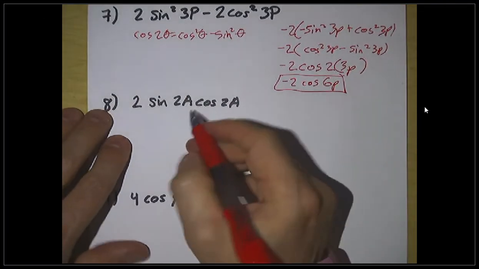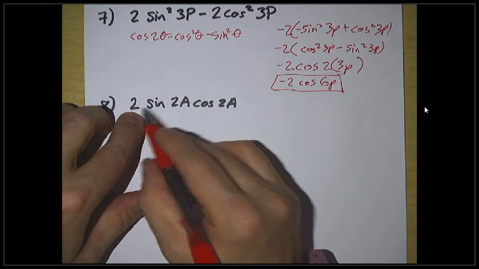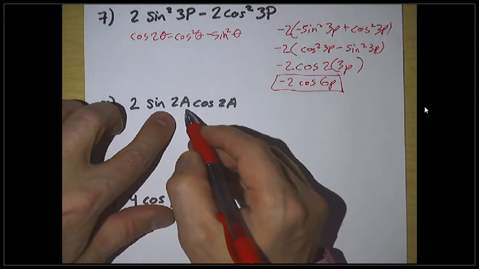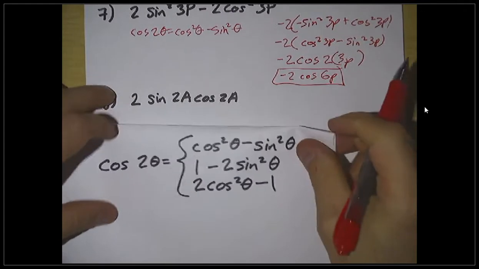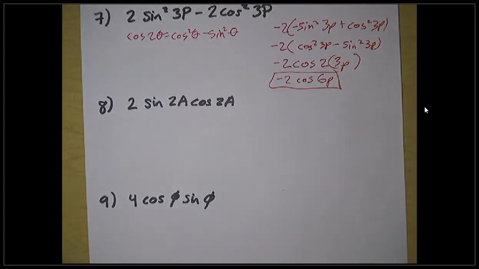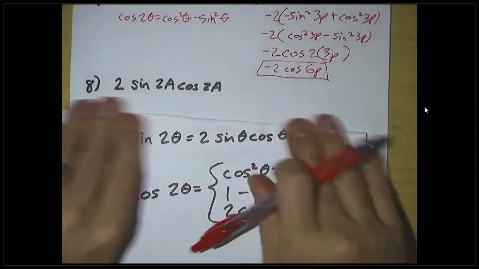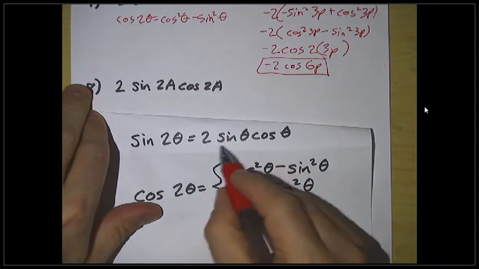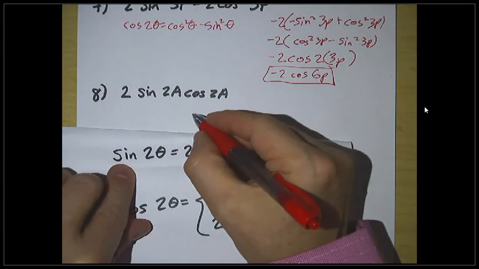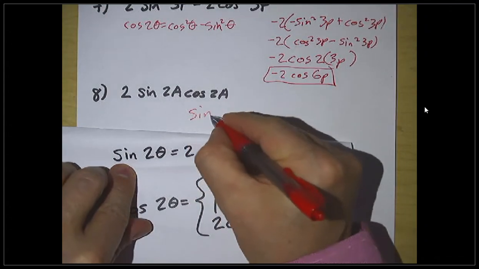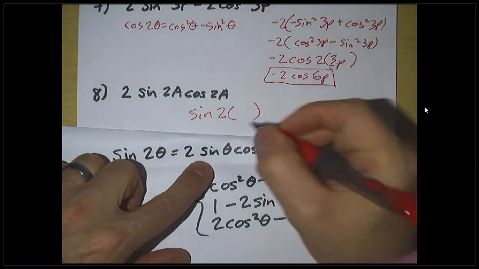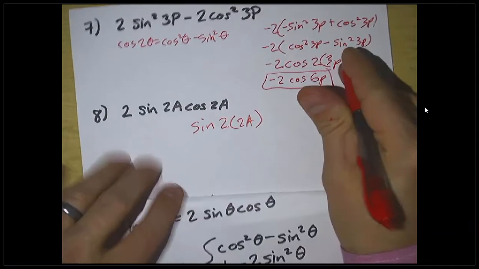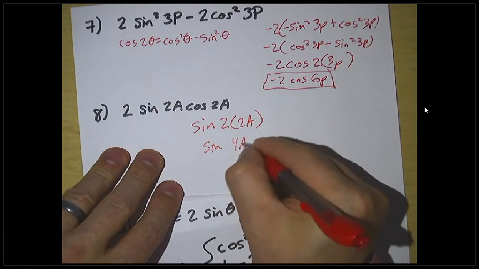The next problem. So I have 2 sine 2a times cosine of 2a. That sort of looks like this double angle right here. So that gives me then sine of 2 times our angle, and our angle is 2a. So this becomes sine of 4a.